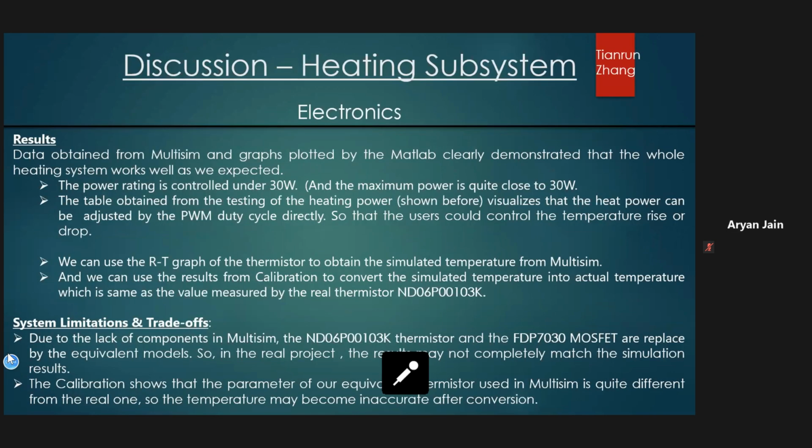All the results shown before clearly demonstrated that the whole heating system works well as we expected. For the heat element, the users could adjust the duty cycle to control the temperature rise or temperature drop. For the thermistor, we use the RT graph to obtain the simulated temperature in Multisim. Then we use the results from the calibration to convert the simulated temperature into actual temperatures as the real thermistor would. However, for the heating system, there are several limitations.